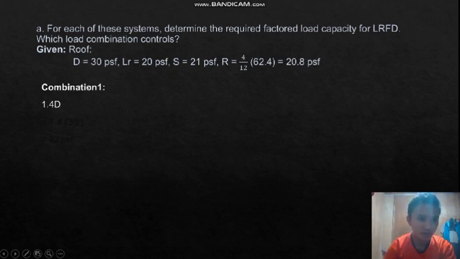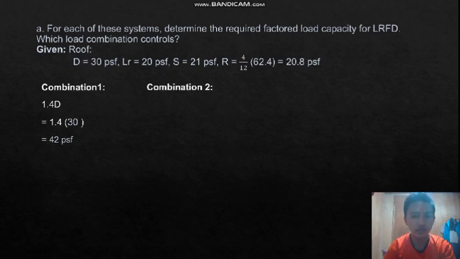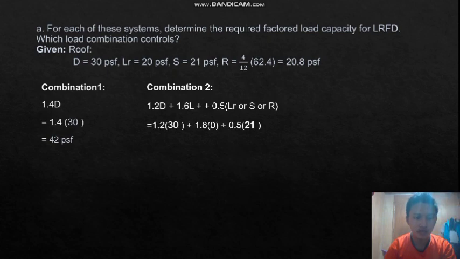Combination 1: 1.4 multiplied by D is equal to 1.4 multiplied by 30, which equals 42 PSF. Combination 2: 1.2 D plus 1.6 L plus 0.5 multiplied by LR or S or R. Ginamit natin dito is snow load since malaki siya. Then next, substitute lang natin ang value, then makuha natin ang 46.5 PSF.